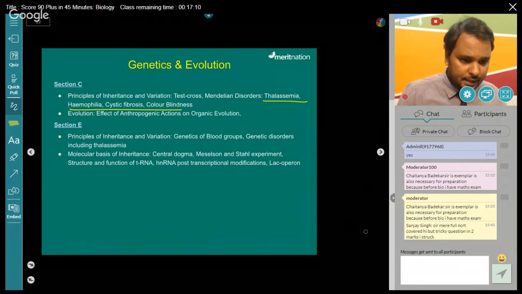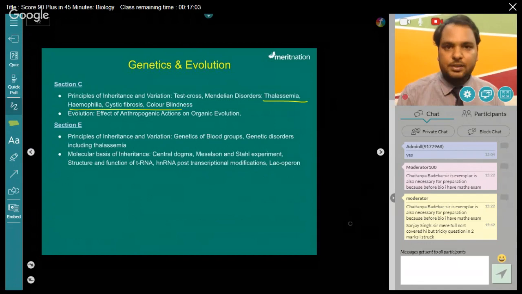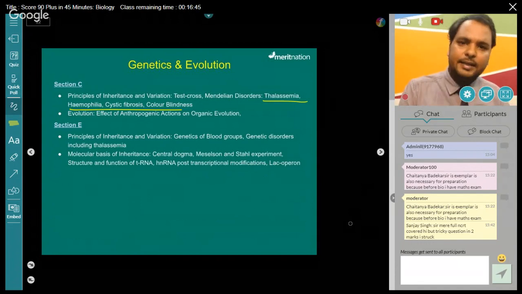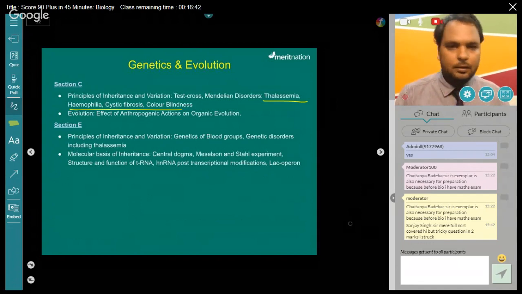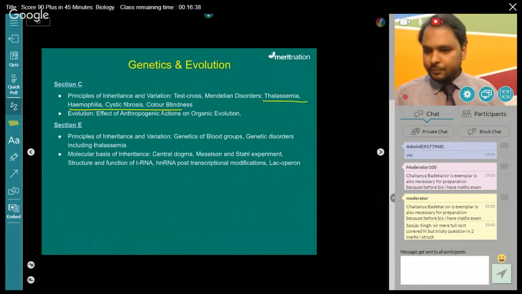Sanjay is asking, sir, my full NCERT is covered, but I struggle with tricky questions in 2 marks. That's absolutely right, Sanjay. That's what I'm saying. Your NCERT is covered, fine. What you can do is start practicing these 100 questions, and go for the previous 5-year questions. Because if you understand, every time there is a repetition: out of 26 questions, at least 10 questions are repeated in some way or the other. You can check that as well.